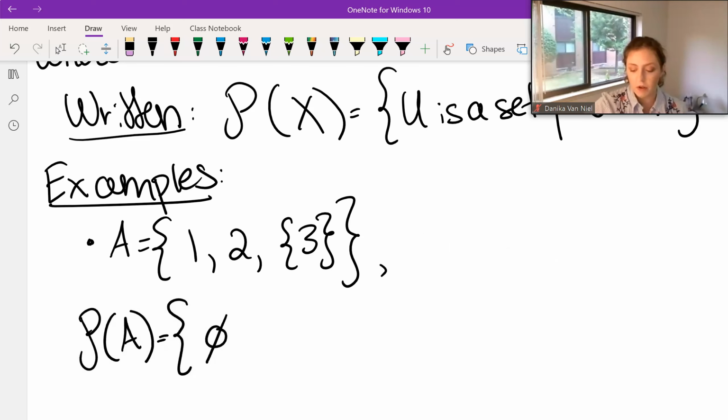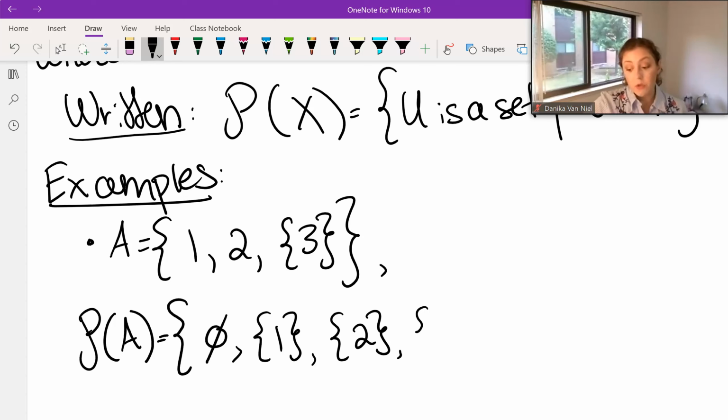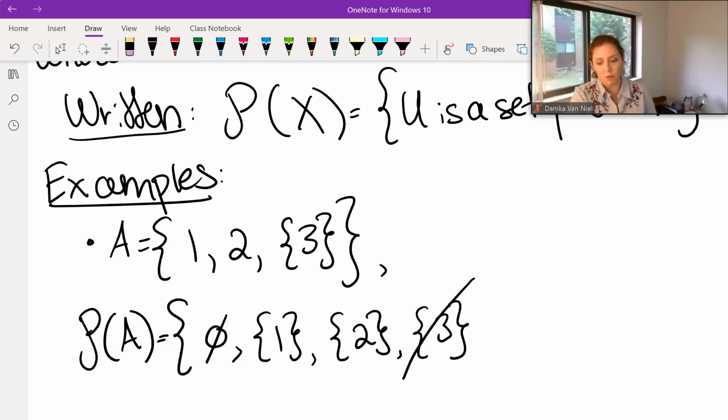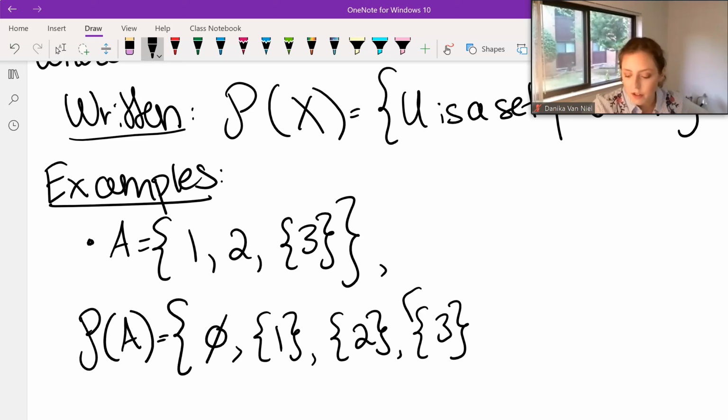Now let's talk about sets of size 1. The set containing 1, the set containing 2, and you might think, well, maybe it's the set containing 3. Sorry, that was a bit aggressive. I just wanted to cross that out before someone could screenshot it. So that's not a subset, it's an element. So the subset would be the set containing the element, which is the set of 3.